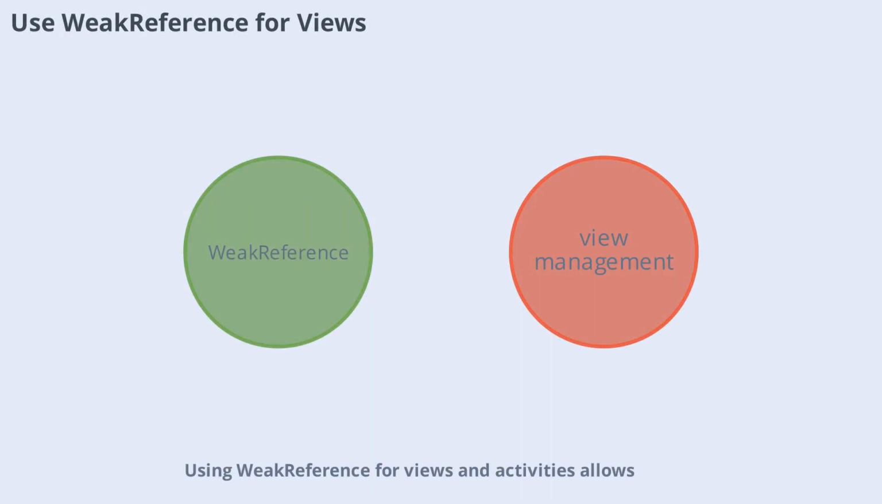Using weak reference for views and activities allows the garbage collector to reclaim memory when needed. This is especially important for inner and anonymous classes, handlers, and async tasks. Weak reference is a key technique for preventing leaks in Android apps.